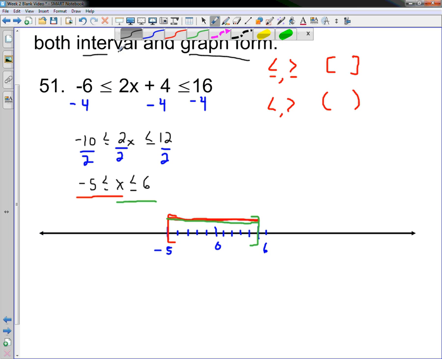Now, when we go to the interval notation, it is basically what you see here, removing the number line. So I'm going to have the same brackets that I have on my number line, and I'm going to use the same numbers, and I want to throw a comma in between them. So this is our interval notation, and this is our graph.